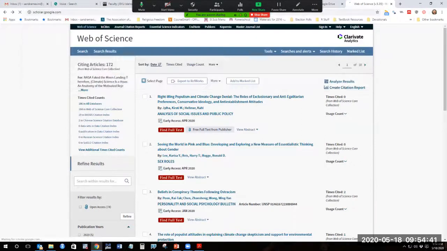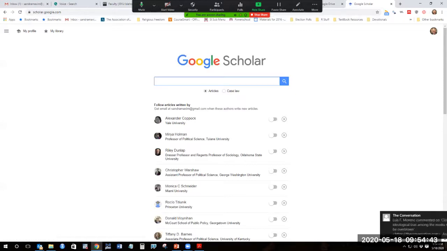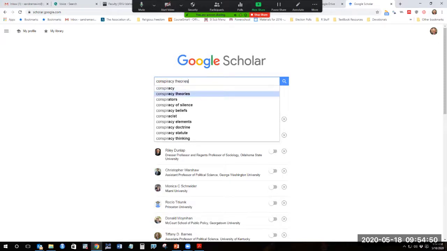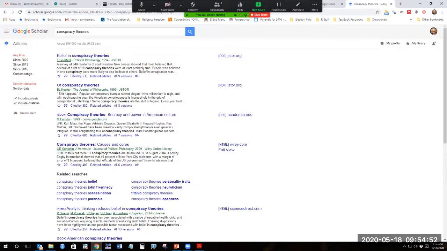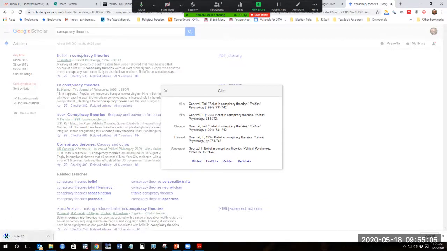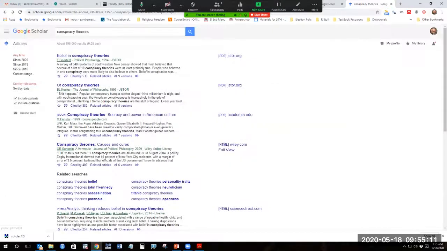So scholar.google.com, that's another really simple way. And I'm gonna go conspiratorial. Yes, so let's see conspiracy theories if it shows up. Belief in conspiracy, oh, that's got way more citations than what we had in the other one, right? If I go cite and then go to refman, it creates an RIS file. And then I open that up and it sends that citation over to my Mendeley library automatically.